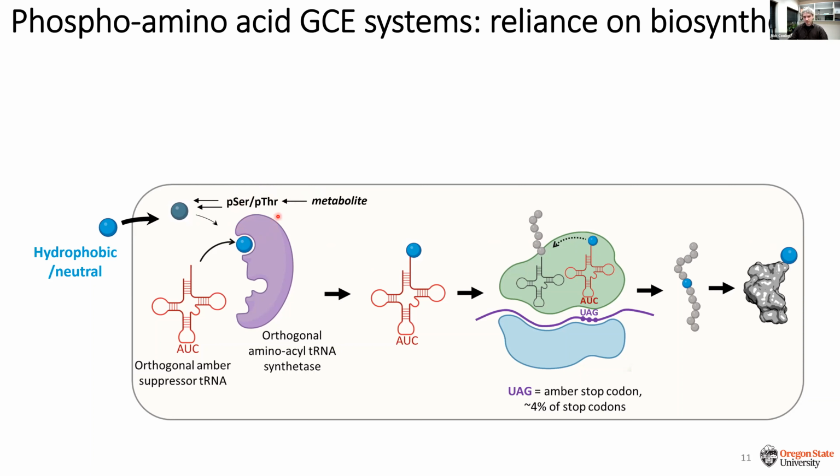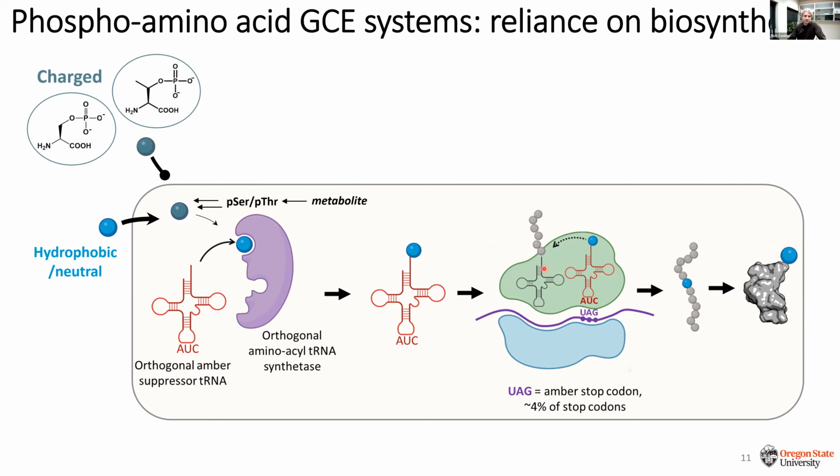And also when the Chin group developed the phosphothreonine system, they found that they actually had to engineer a biosynthetic pathway to synthesize phosphothreonine inside of the cell to then drive the machinery. And what that effectively means is that charged amino acids, as people have shown, when you supplement them to the media, they just don't get inside the cell very effectively.